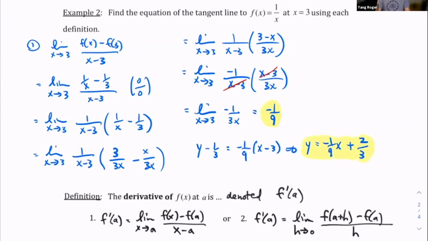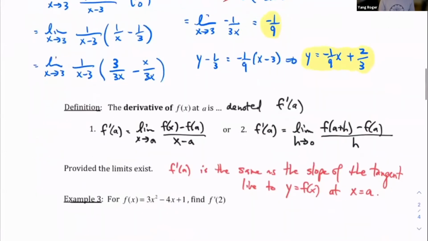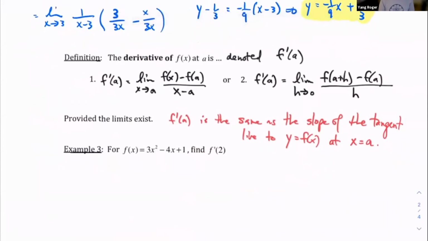All right. So I know this one says use each definition. I think I was going to do this one with this definition, and I'll do example 3 with the other definition. Okay. So let's take a look at example 3.